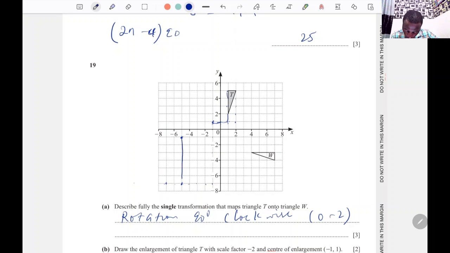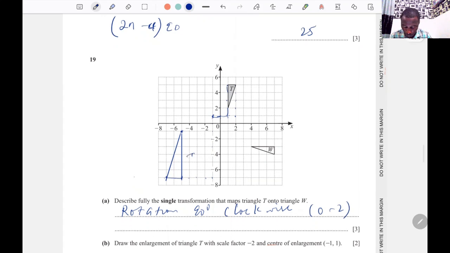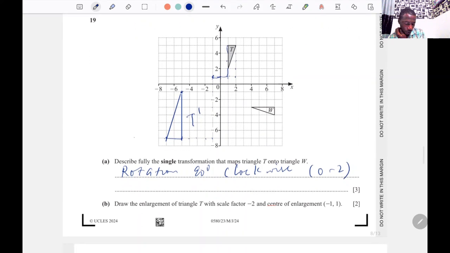So we can join the lines. Join the lines. So this is my T1. That's what the question wants us to do. We are done with that. See you in my next video.